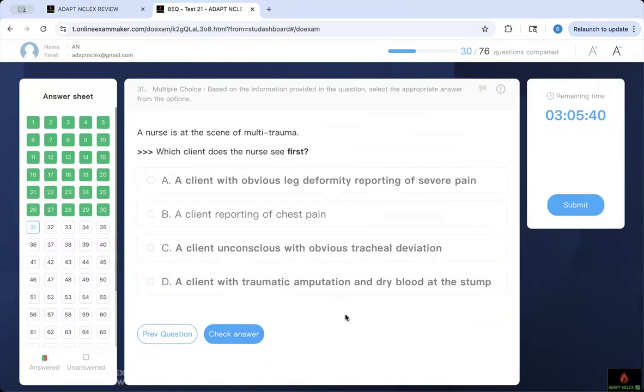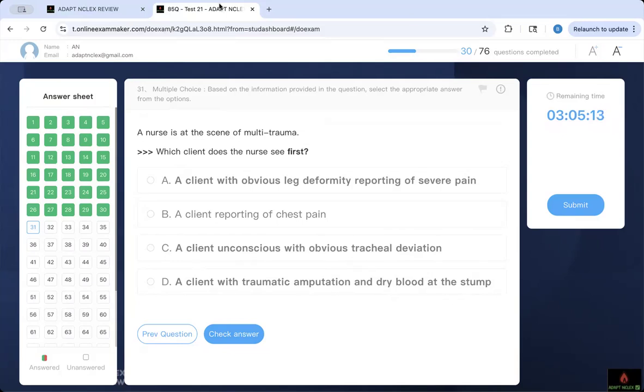And this is in a scene of multi-trauma. This is triaging. Prioritization. Bring your concept of prioritization. Which client does the nurse see first? Client with obvious leg deformity. His leg is broken, reporting severe pain. A client reporting chest pain. Client unconscious with obvious tracheal deviation. Client with traumatic amputation and dry blood at the stump.